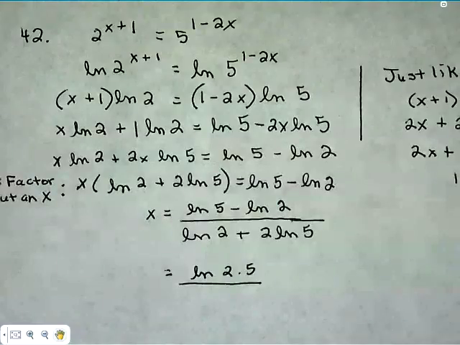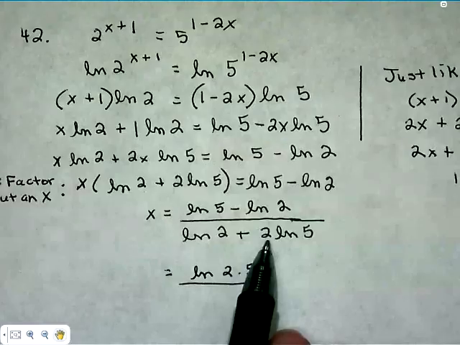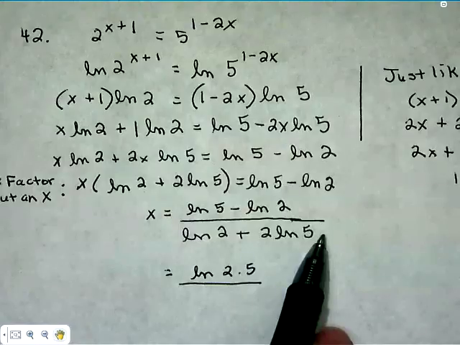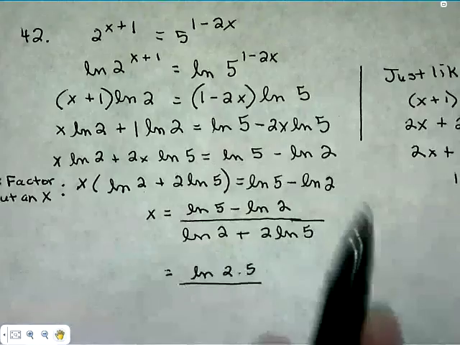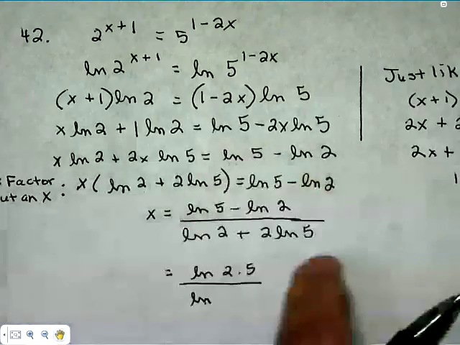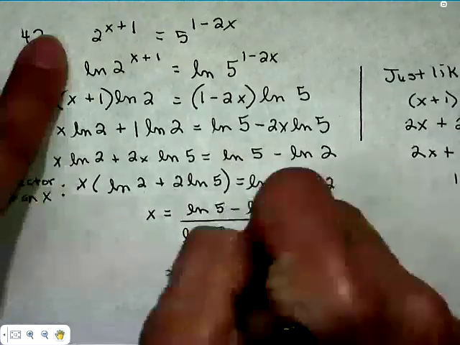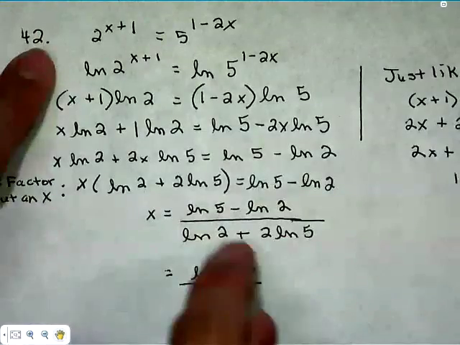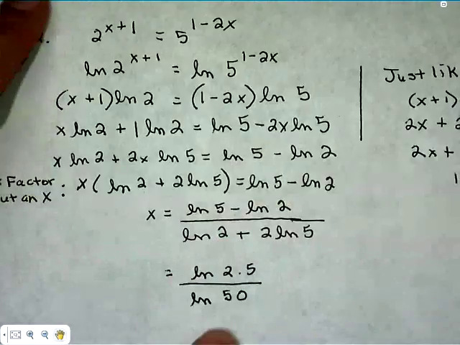What about that denominator? What could I do with this 2? Put it back as the exponent of the 5, and what is 5 squared? 25. So if I put that denominator back together as a single logarithm, it would be the natural log of 2 times 25 or 50. So it's not essential that I put this back together, but it sure does make the calculator punching much easier.